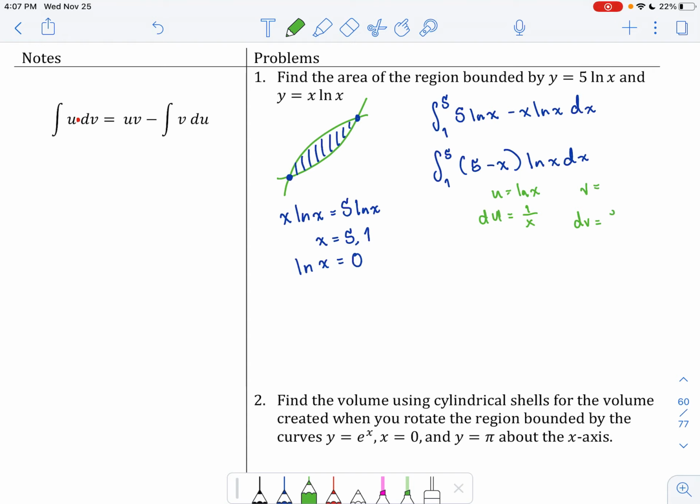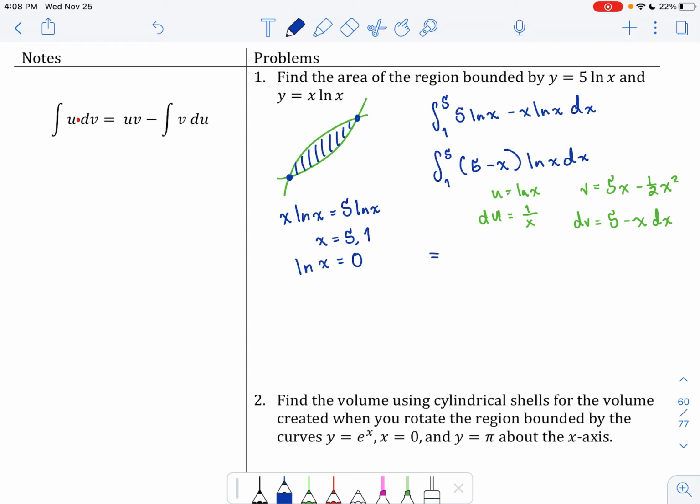And this is often going to happen in parts, is you just have to figure out which one is your v and which is your u. And sometimes you'll try one way and it just doesn't work out that well. Try again. Sometimes you'll have to do integration by parts twice. That's just fine. If dv is 5 minus x dx, then v is 5x minus 1/2 x squared.